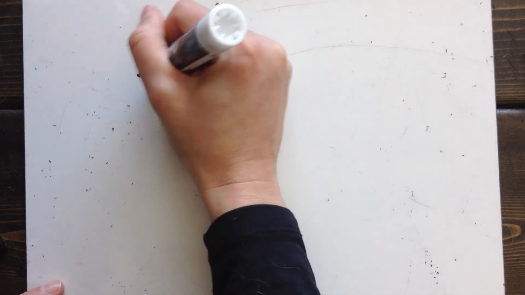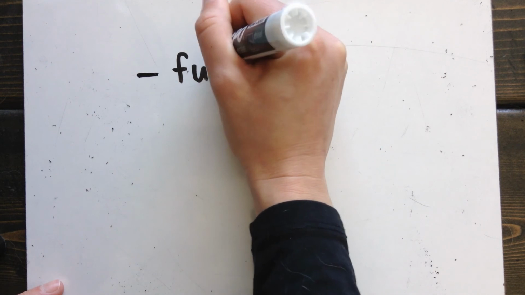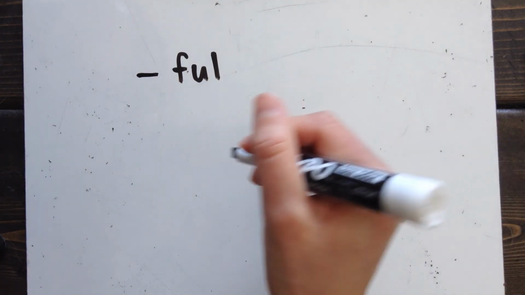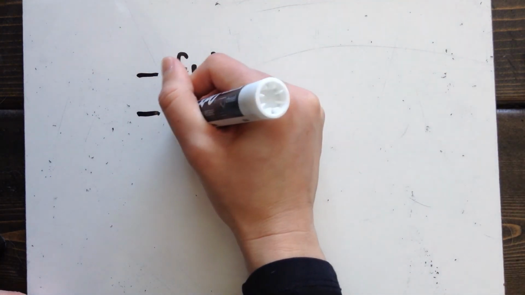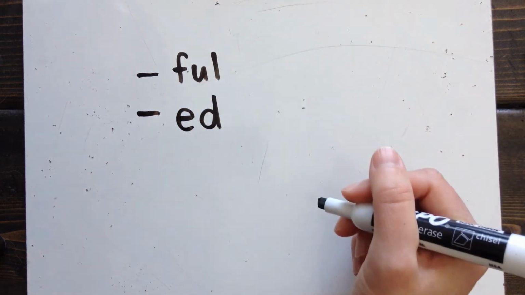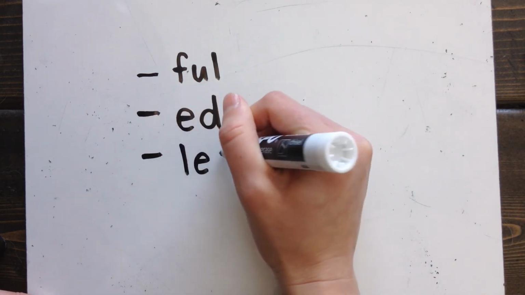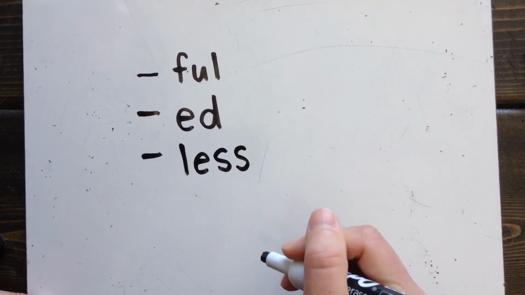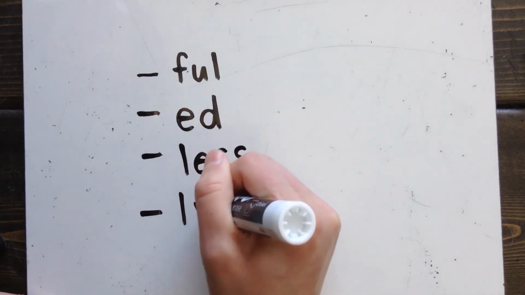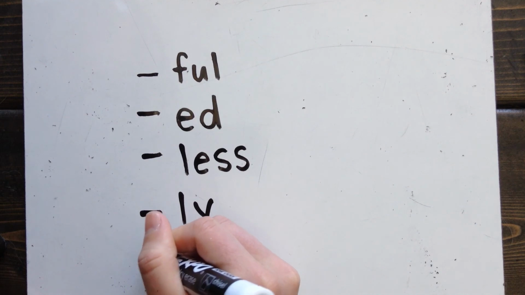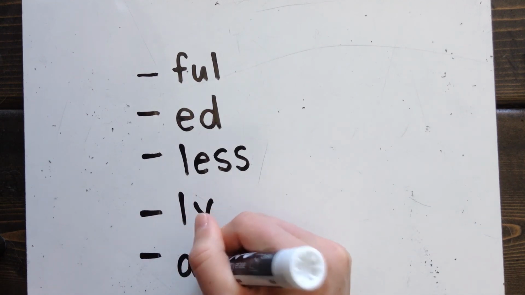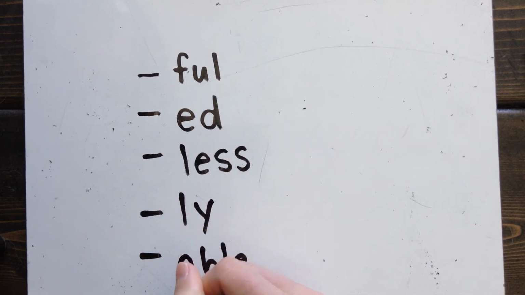Let's quickly review the suffixes that we talked about today. First, we learned about the suffix full, which means full of. Then we talked about the ed suffix, which means that something has already happened. Less means without. Ly means how something is done. And able or ible means it can be done.